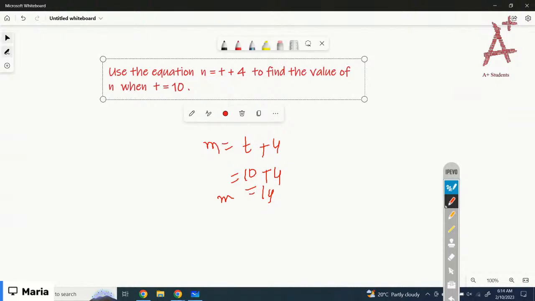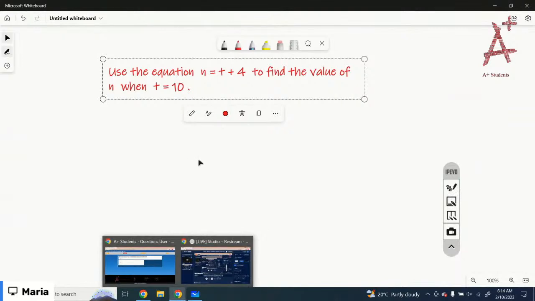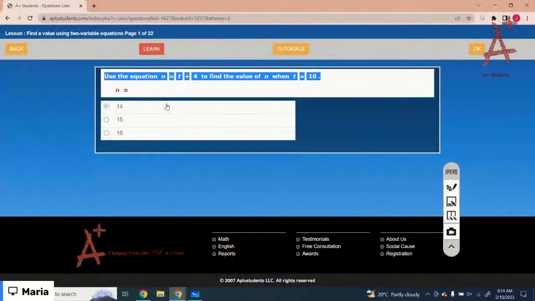So the correct option is n equals 14. Got it? So just select the correct option and click on the OK button.